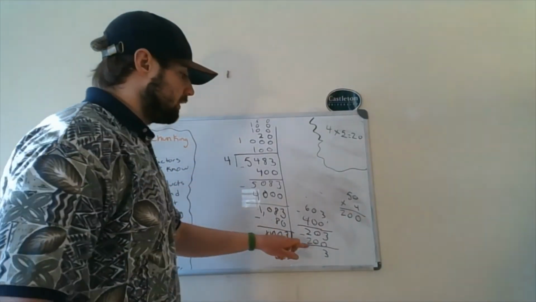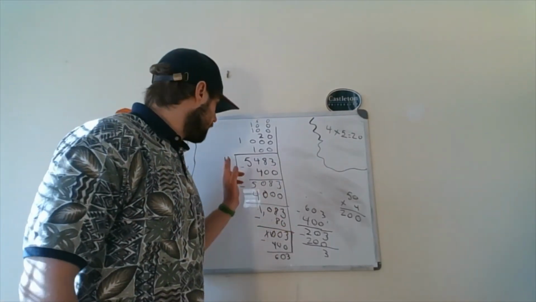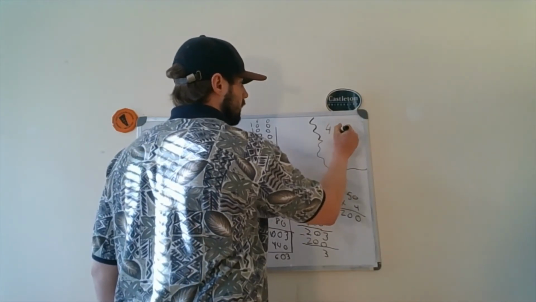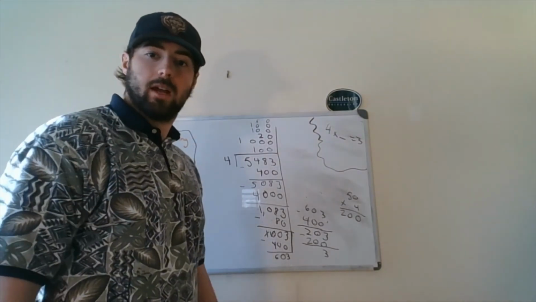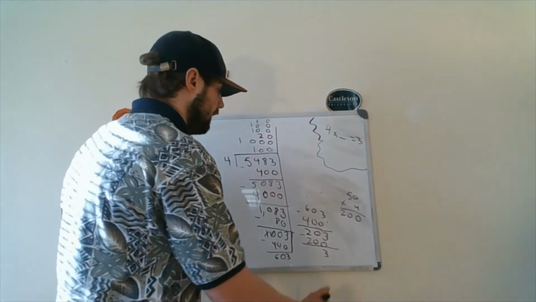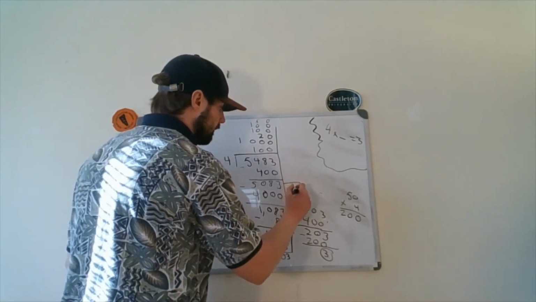Can 4 go into 3? We need to chunk and subtract till we can. Can 4 go into 3? 4 times a number equal 3. Nope. Right? Can't do it. So what does that mean? That means we have a remainder of 3. Let's write our remainder right here so we don't forget.